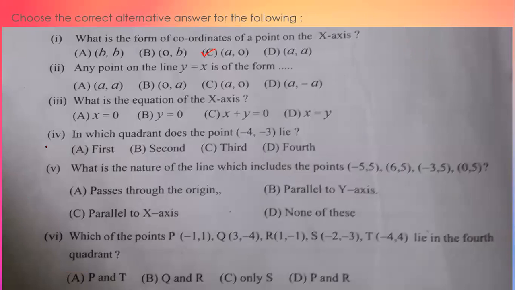Now let us move to the second one. Any point on the line y equal to x is of the form... Means there is one line and the coordinates of that line, that is the x and y coordinates, are the same. If the y coordinate is 3, the x will also be 3. And if the y coordinate is 2, then the x is also 2. So you need to find the form of that point.